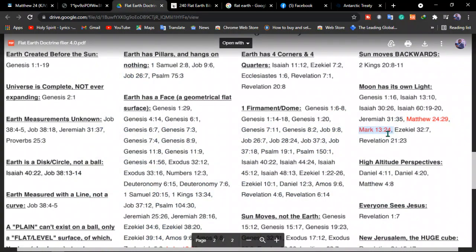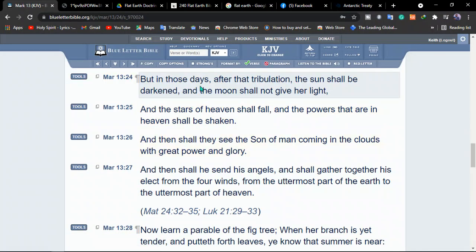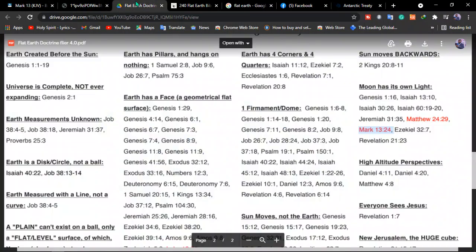It's also repeated here in the book of Mark 13, verse 24. It also tells us about the same. But in those days after that tribulation, the sun shall be darkened and the moon shall not give her light. You see, a repetition of the same.